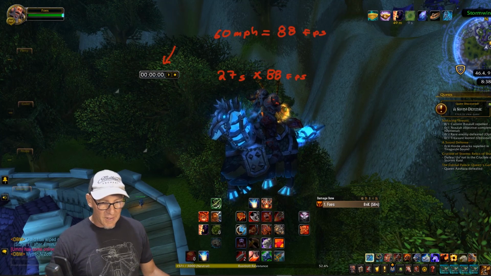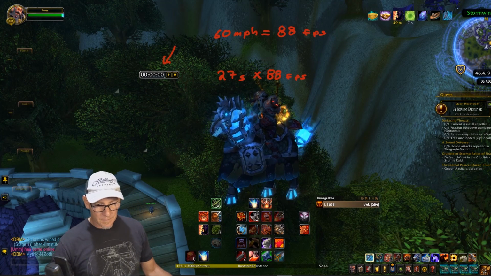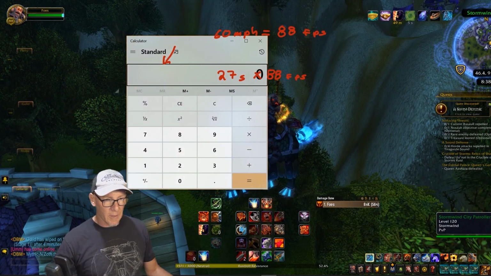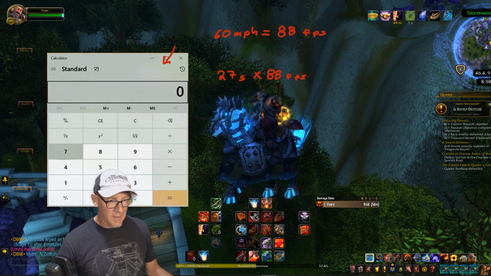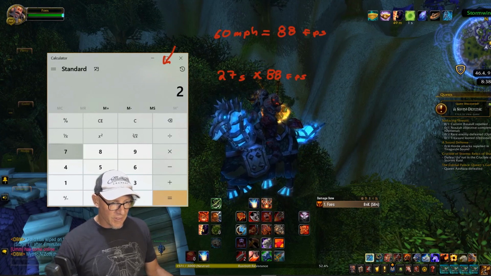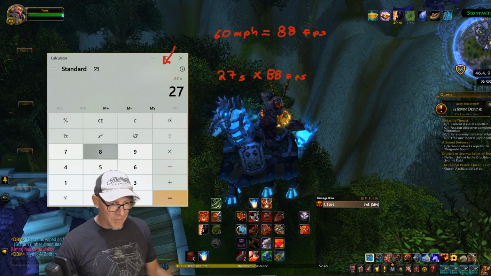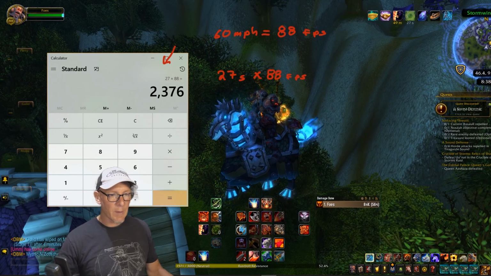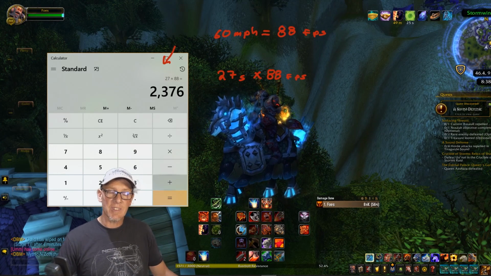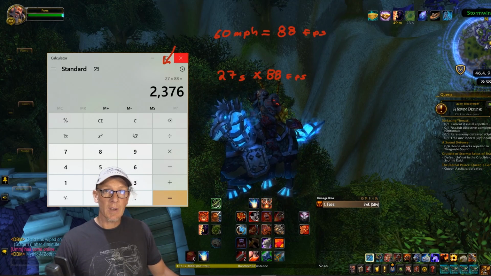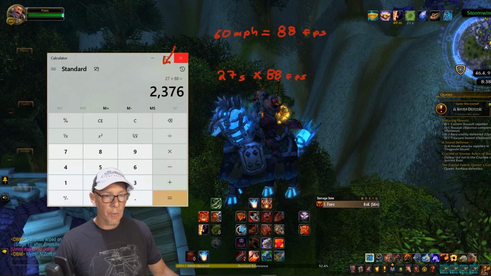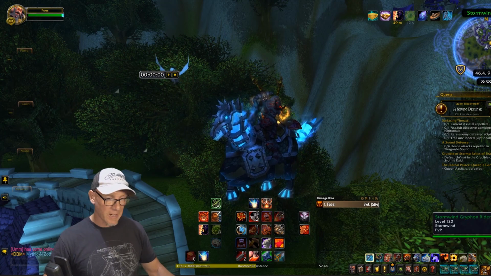And let's see what that is. So we go, move it over out of the way. 27 times 88 equals, so that would be 2,376 feet. That's how we're going to compare sizes of cities. We'll do 3 of them. All right, let's try it.